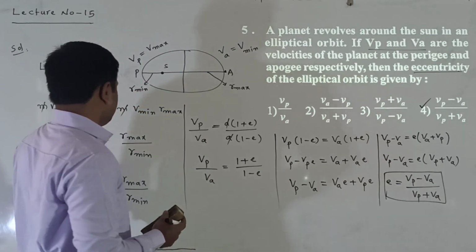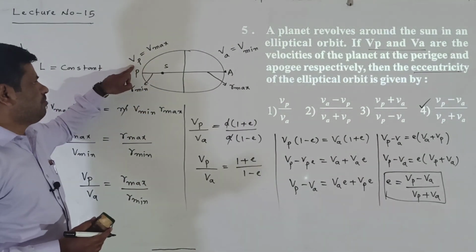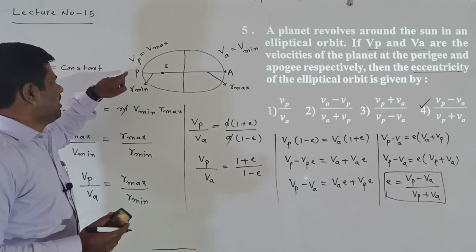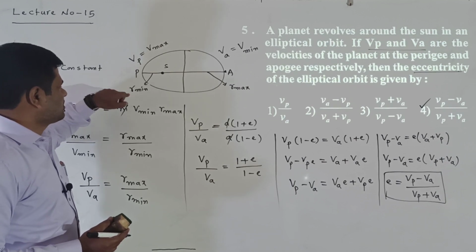Here we are taking V maximum equal to Vp, because at the perigee the velocity is maximum and the distance is minimum.